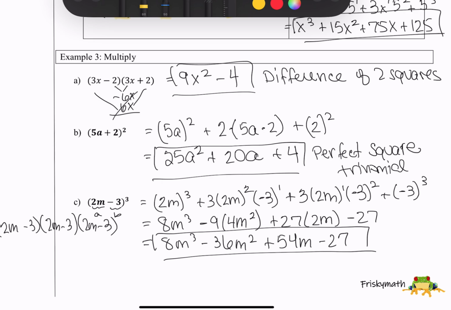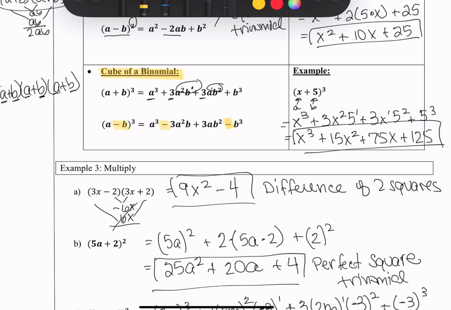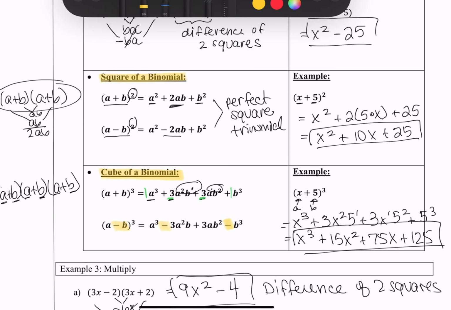All right, now let me show you where these coefficients are coming from. Where are the 1 and the 3 and the 3 and the 1? Where are those guys coming from? Or back to the square of a binomial, where are the 1 and the 2 and the 1 coming from? Well, there is this really cool thing.